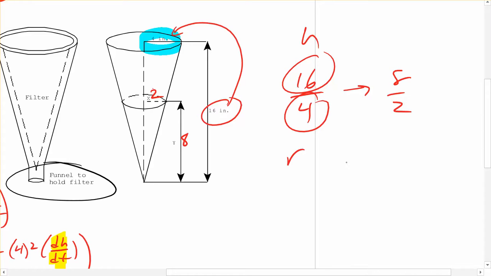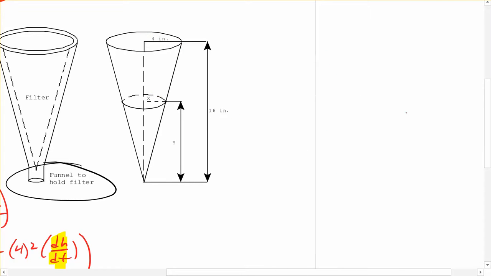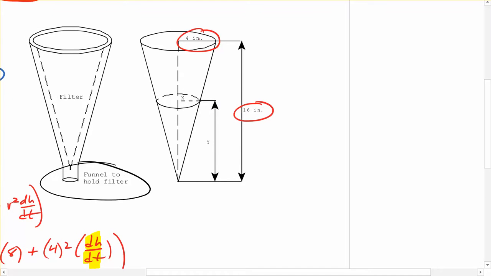Wait, how do we know y is z? In the equation it says what y is. Look, it tells us. When this is 16 and 4, right? So if it's 16 and 4, when this is 8, what does this have to be? It's the same ratio the entire time. So what's the ratio between the height and the radius? H over r is what? 16 over 4 is what?